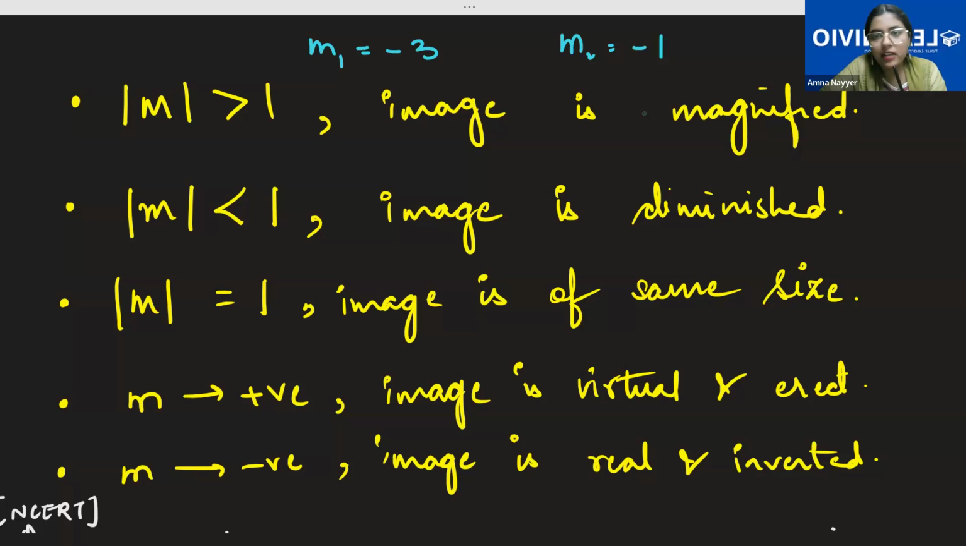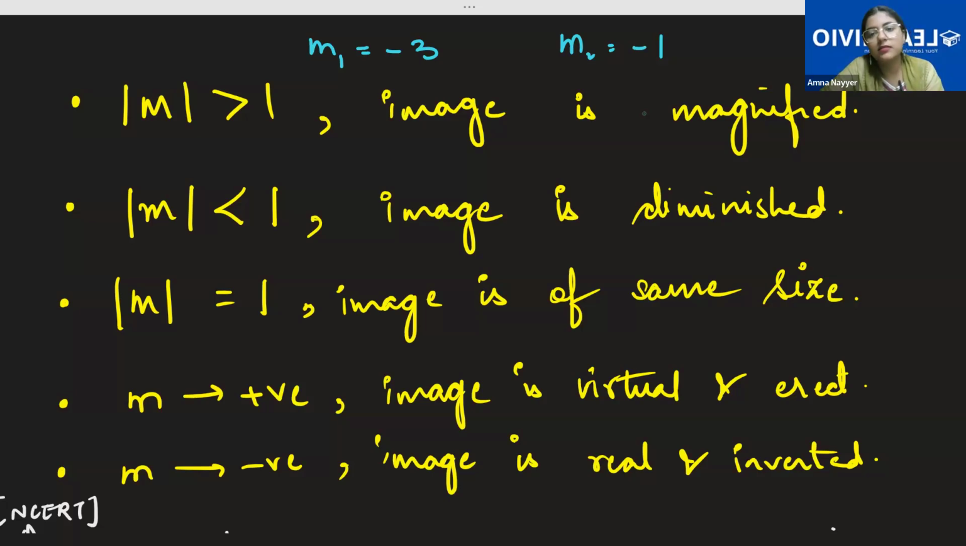Tell me which is magnified, which is diminished. Both are diminished, but M1 is more diminished than M2. Why? Because it's less than 1, right? And what did I tell you? Magnitude. You don't have to see the sign.